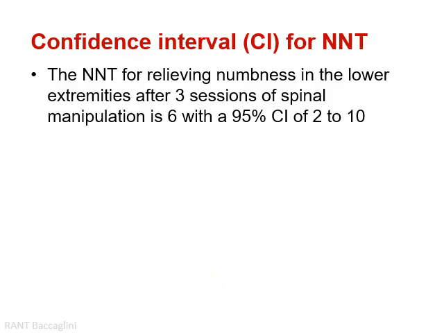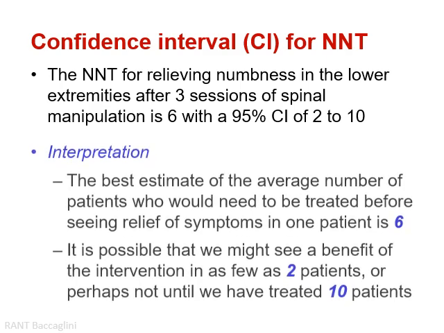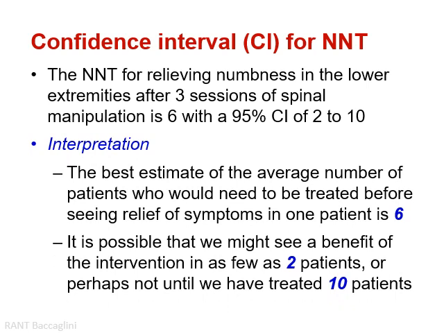Let's look at an example. If we see that the number needed to treat for relieving numbness in the lower extremities after 3 sessions of spinal manipulation is 6, with a 95% confidence interval of 2 to 10, then we can say that our best estimate of the average number of patients who will need to be treated before seeing relief of these symptoms in one patient is 6. And we might see a benefit of the intervention in as few as 2 patients, or possibly as high as 10.